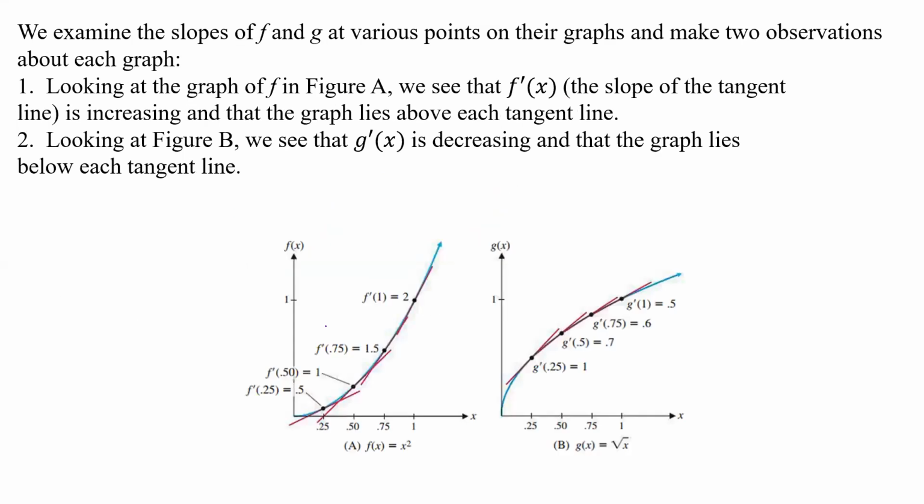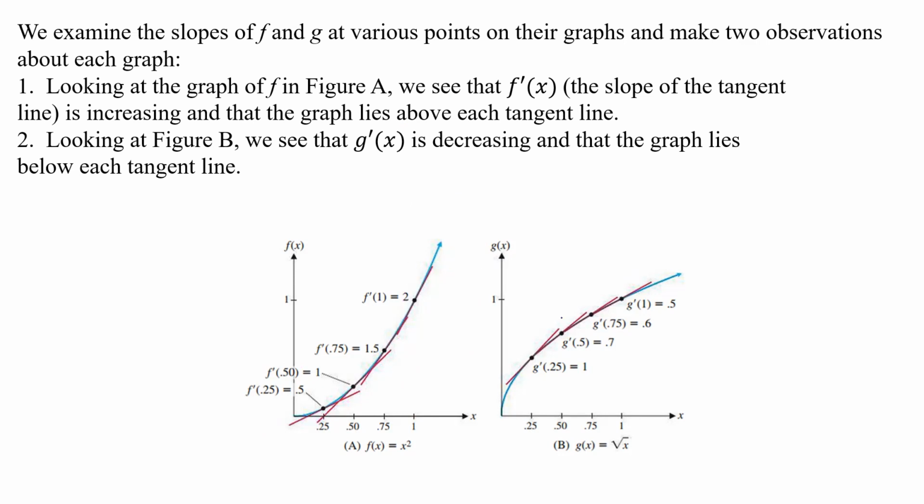Now we examine the slopes of f and g at various points on the graph and make two observations about each graph. For one, looking at the graph in figure A, we see that the derivative f prime of x, the slope of the tangent line, is increasing and that the graph lies above each tangent line. As we go up higher and higher, our slope is getting bigger and bigger. And if we go this way, our slope is going to get closer and closer to zero, but then it keeps going up higher and higher.